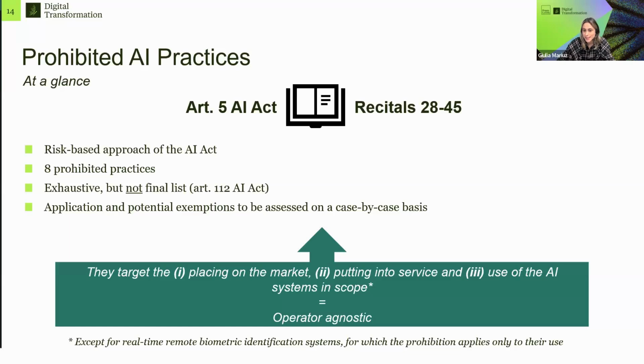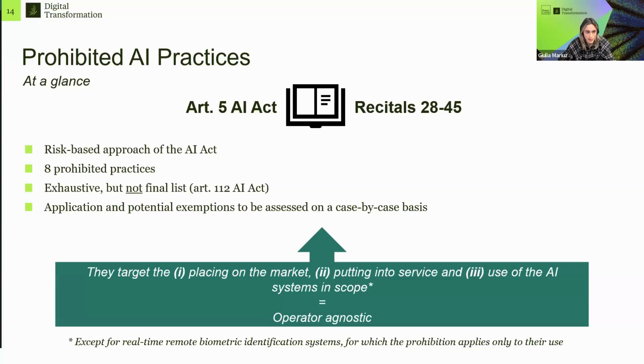The prohibited practices are 8 in total, and we're going to see those in a bit more detail in a minute. It's important to stress that there are also exemptions applying to the prohibitions, and we're going to see in the practical part of this webinar how carrying out a case-by-case assessment is key in order to understand whether a certain AI system may fall under the prohibitions or not. The list of the prohibited practices as appearing in Article 5 is exhaustive, but is not final, because under the AI Act, the European Commission has the power of reviewing and assessing this list on a yearly basis. So you should look out for potential updates in the forthcoming years.